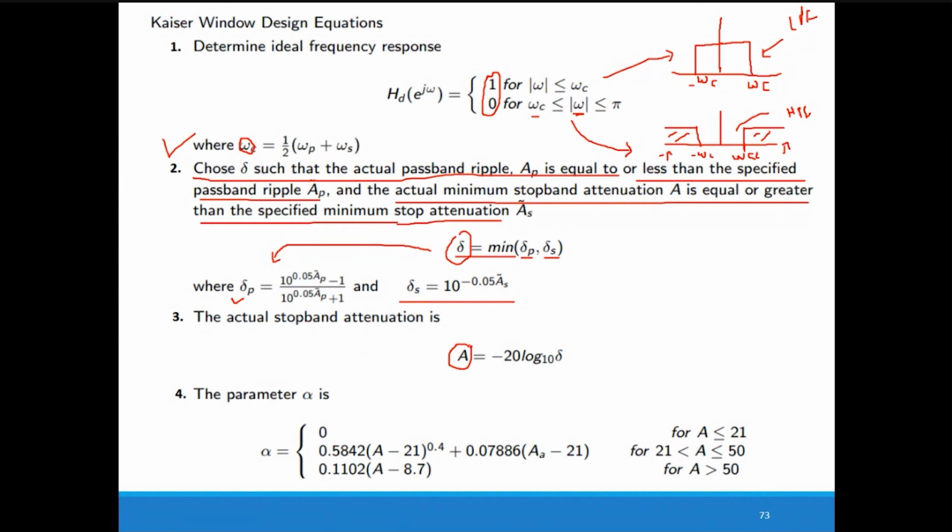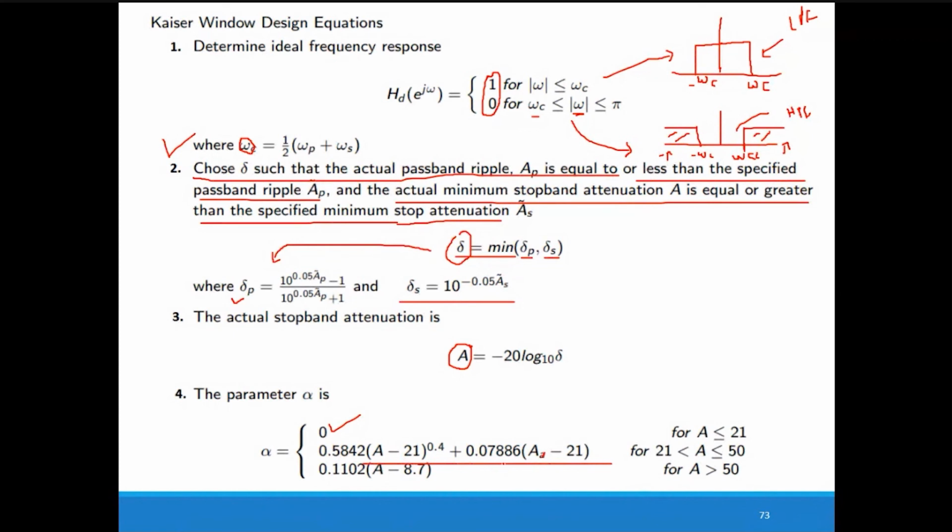But how to select the value of A? That is mentioned: A is equal to minus 20 log 10 delta. Whatever delta you have taken over here, you apply this value of delta over here, it will give you the value of A. So whatever value of A you are getting, based on that you have to select the alpha. Okay, if A is less than 21, select alpha equal to 0. If A is between 21 and 50, apply the value of A in this equation, solve this, and you will find out the value of alpha.